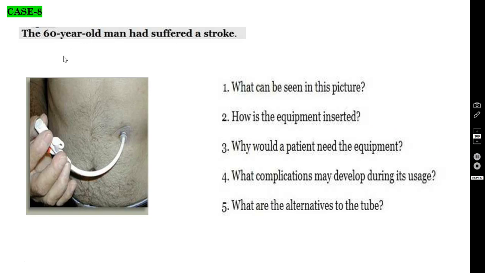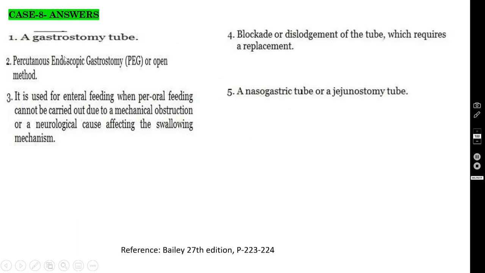Case number 8. This is a 60-year-old man. He is a known case of stroke, and this procedure was done for this patient. What you are seeing in this picture: because the patient is a known case of stroke, he is unable to swallow, and that is why they have done a gastrostomy. This is a PEG procedure, percutaneous endoscopic gastrostomy. You can do it either by PEG or even by the open method.